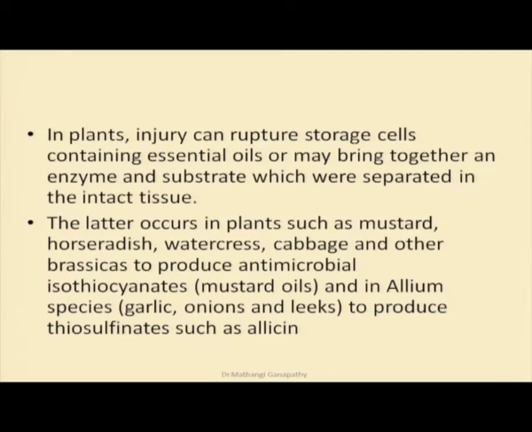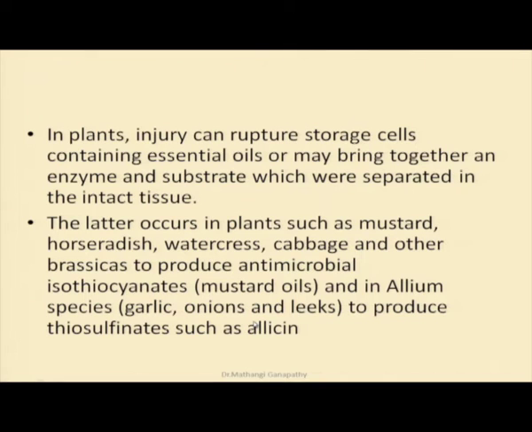But as long as the outer integument or the outer barrier is intact, because it is inhospitable and not conducive, the microbes will neither be able to have a foothold nor be able to enter into the food. In plants, the injury can rupture storage cells containing essential oils, or it may also bring together an enzyme and a substrate which were separated in the intact tissue. This happens in plants such as mustard, horseradish, watercress, cabbage, etc., where the antimicrobial isothiocyanates are produced, and in allium species to produce thiosulfinates such as allicin.